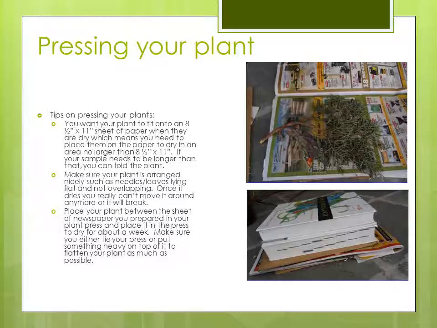So when you go to press your plants, you're going to want to have a piece of plant that will fit onto about an 8.5 by 11 sheet of paper. So your newspaper may be a little bit bigger than that. And if your plant's bigger, you can just trim off a piece that's about the size that will fit on a white piece of paper.